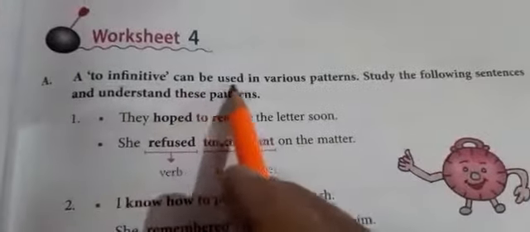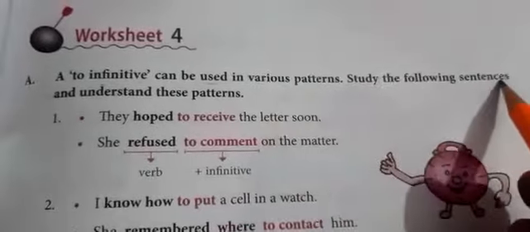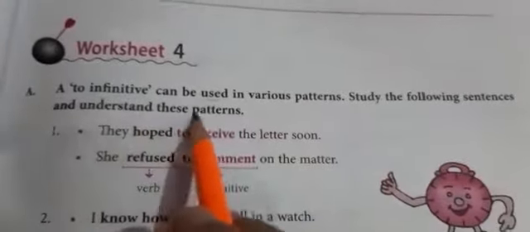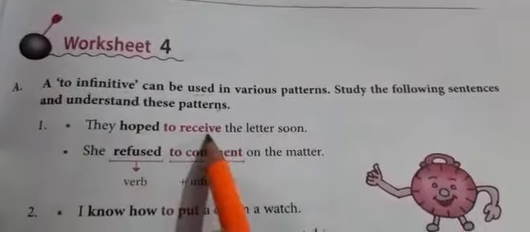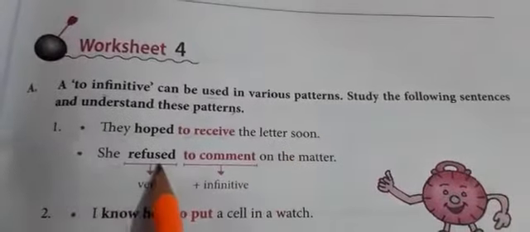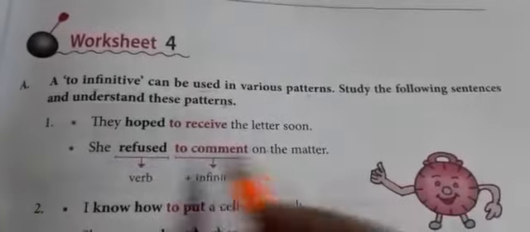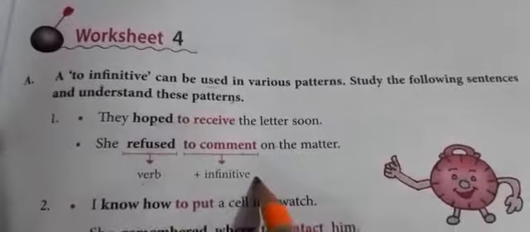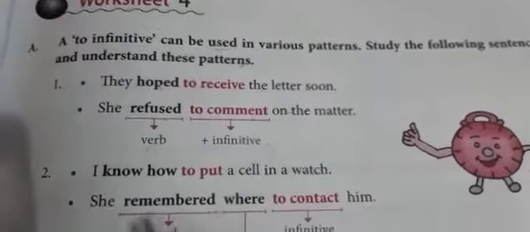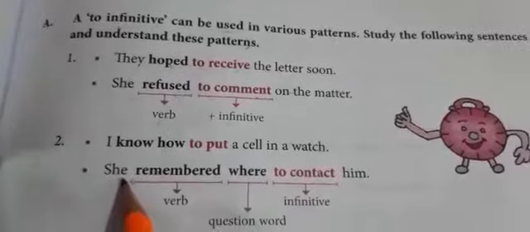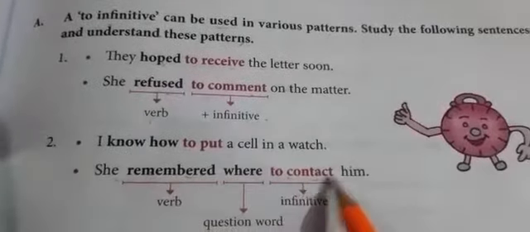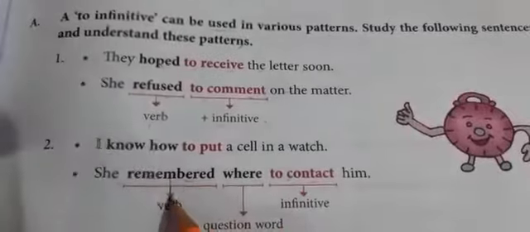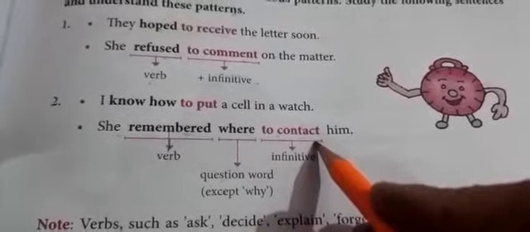And in worksheet number 4, a to infinitive can be used in various patterns. Study the following sentences and understand these patterns. They hope to receive the letter soon. She refused to comment on the matter. Refused and hoped, verbs, and to receive and to comment, infinitives. And the next example, she remembered where to contact him. Remembered, main verb, and where, question word, and to contact.